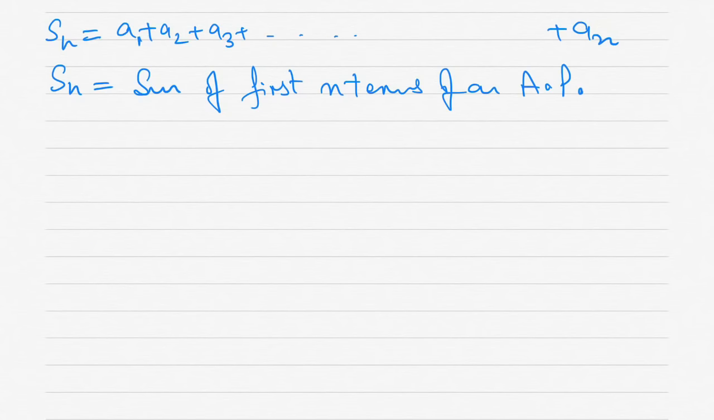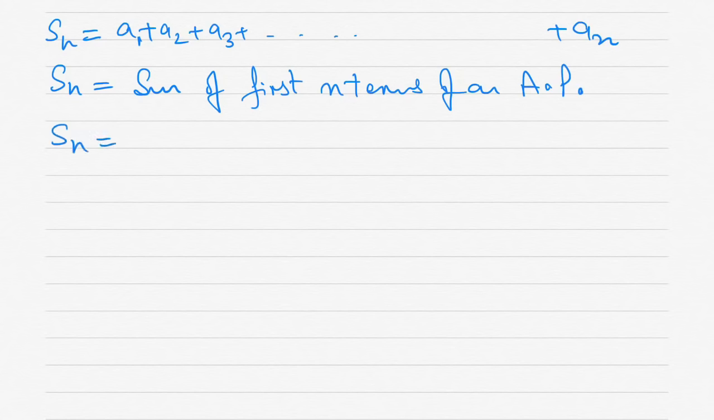Now Sn is defined as the sum of first n terms of an AP. What are the n terms of an AP? Let us say A1, A2, A3 up to An. So Sn stands for sum of first n terms of an AP. Let us derive the formula for Sn, sum of first n terms of an AP.